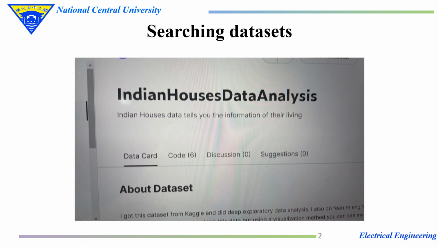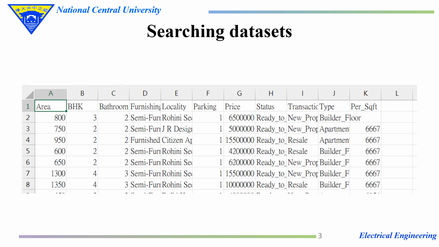Let's start with the Indian house dataset, which includes the following columns: Area, BHK, which means the number of bedrooms, bathroom numbers, furnishing style, locality, parking lots, price, status, transaction type, building type, and price per square foot.